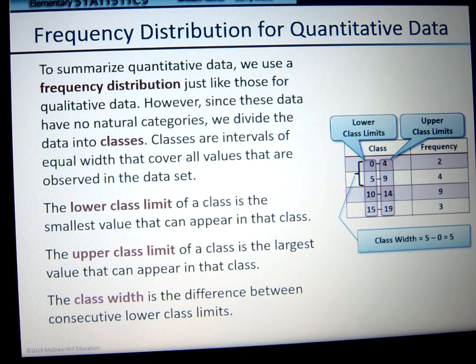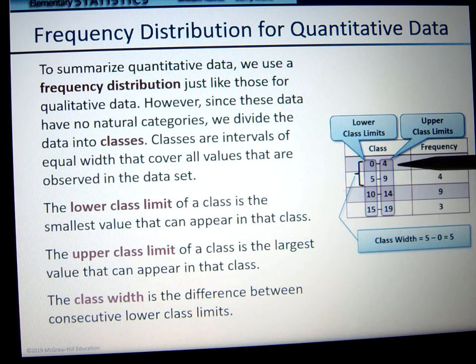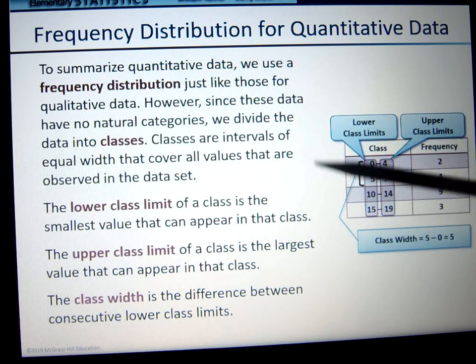Okay, first, frequency distribution for quantitative data. Here we have a summary of quantitative data, the frequency distribution just like we did for qualitative data. However, we're going to have classes. So the classes have to be the same width. So 0 to 4, including 0 to 4, would be 5. Then including 5 to 9, including 10 to 14, including 15 to 19. So the class width here would be 5 for each one. And these class widths have to be the same. Okay, equal widths that cover the observed data.